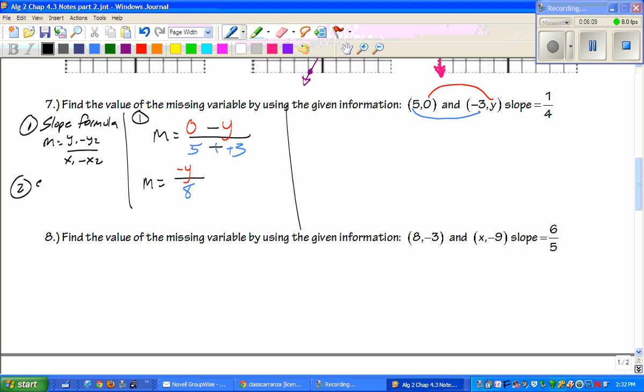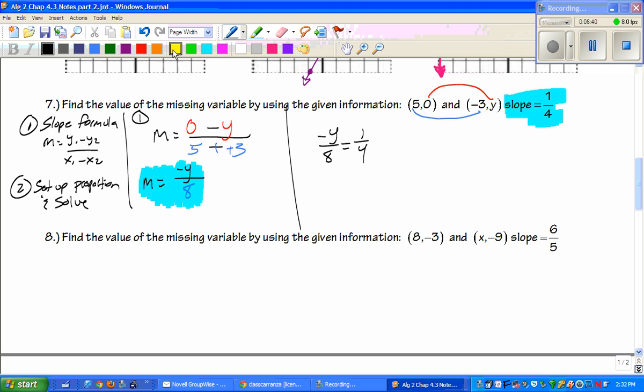Now, step 2 is to set up a proportion and solve. A proportion is two things that are equal to each other. We know our slope is negative y over 8. But over here it told us that the slope is 1/4. So what we do is we set those two things equal to each other and solve. And now this is just like last chapter, where you get negative 4y equals 1 times 8, which is 8. And from here, all you have to do is solve for y, and our answer is y equals negative 2.